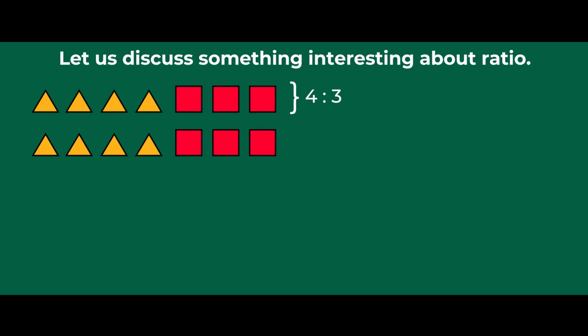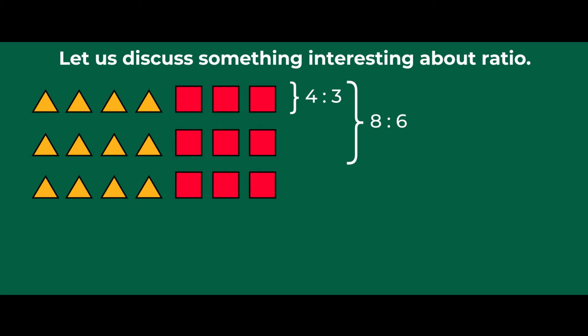How many triangles do we have here? Yes, now we have 8 triangles and 6 squares. That means the ratio of triangles to squares is 8:6. Again, we are going to add 4 triangles and 3 squares. Now, what is the new ratio of triangles to squares? It will be 12:9, right? It will be 12:9 as we have 12 triangles and 9 squares.